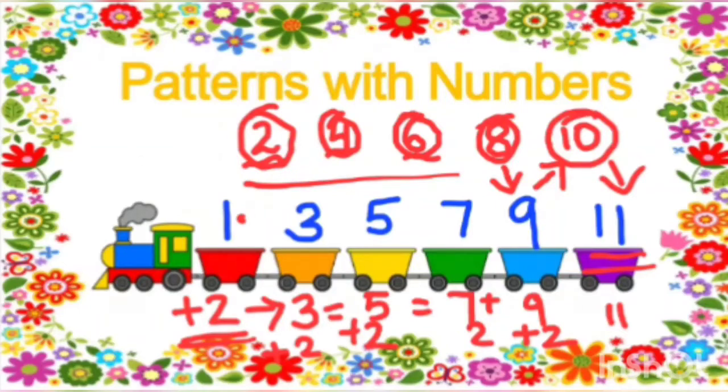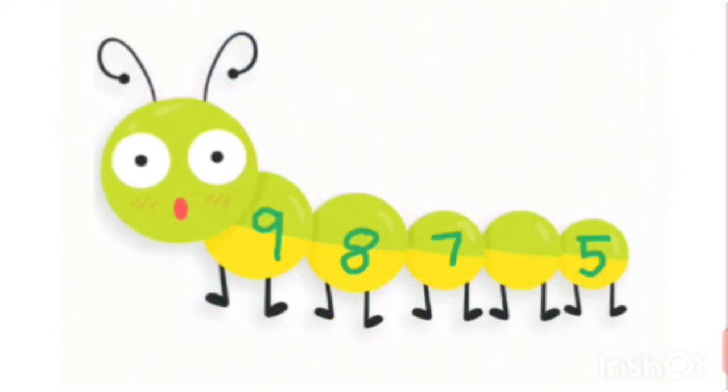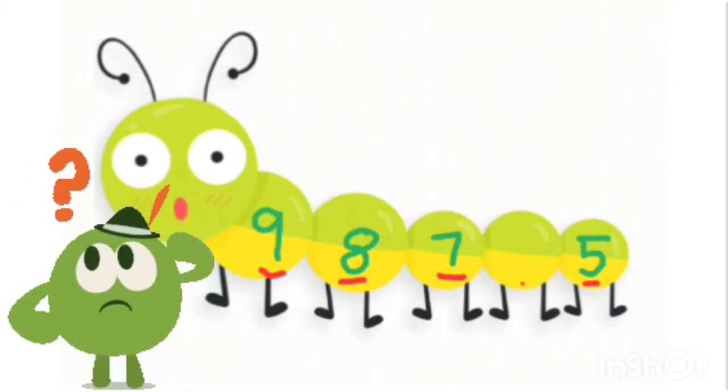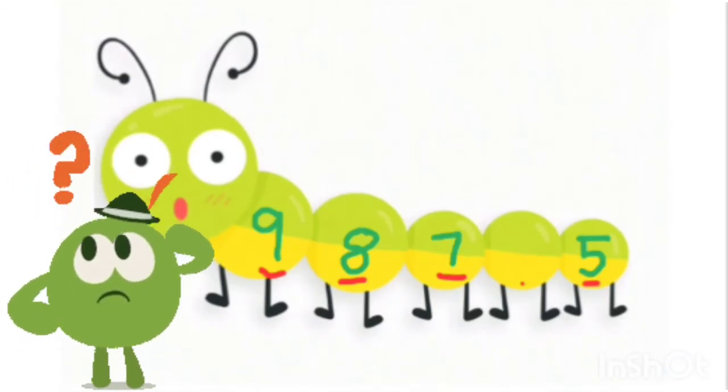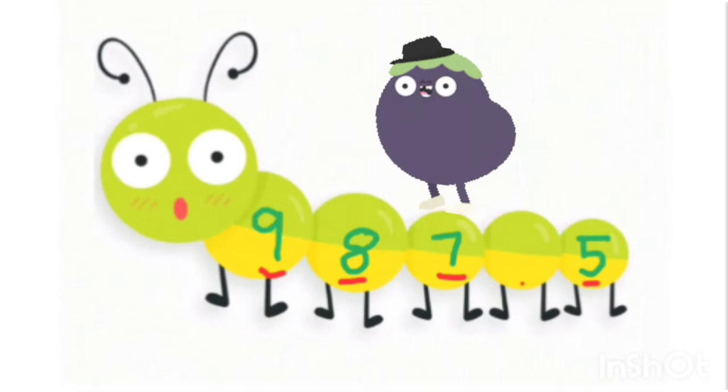Let's look at another pattern now. Wow, look at this caterpillar. One of its numbers is missing and he wants you to help him write the correct number. Let us look at it and see if we can find a pattern. The numbers are 9, 8, 7. Here there's a number missing and then 5. These numbers are not going in the correct order. It looks like they are going backwards. Just like how the caterpillar's body is becoming smaller and smaller, the numbers are also becoming smaller and smaller.